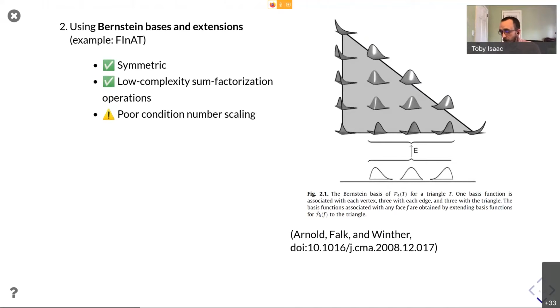If you've got a code that uses a Bernstein basis, well, you would use that approach. It's nice because it's symmetric. You've got some low complexity sum factorization operations for your finite element tabulations and things, but you've got some poor conditioning to scale with.